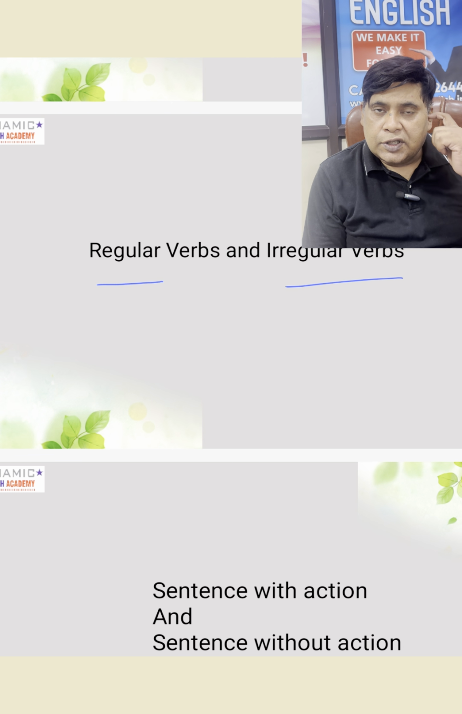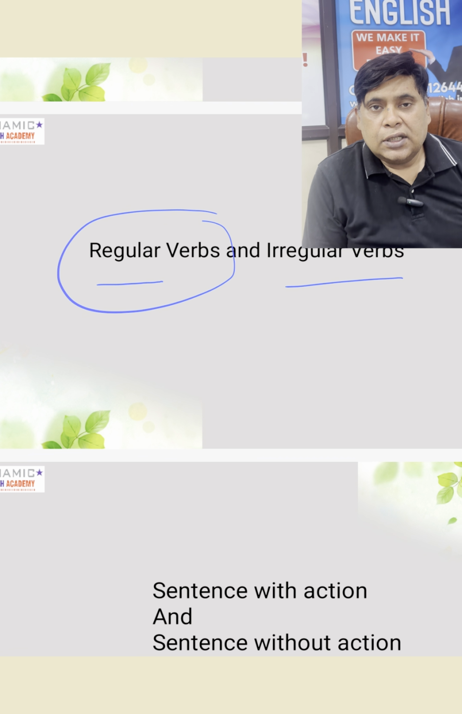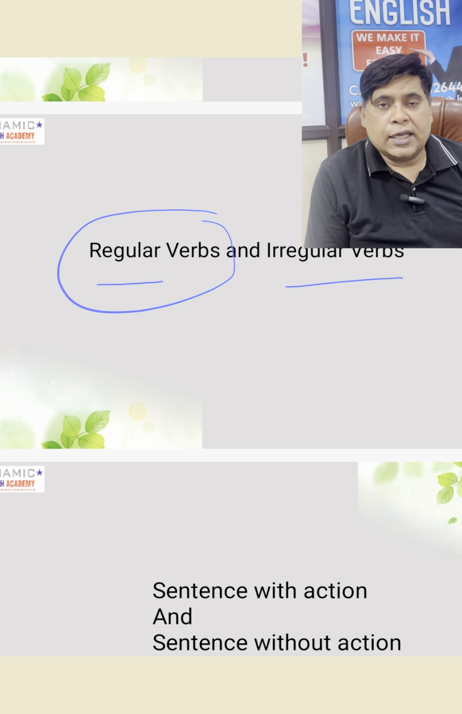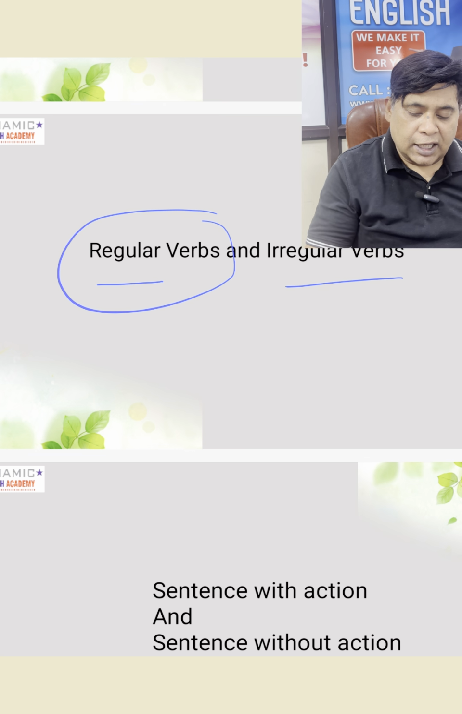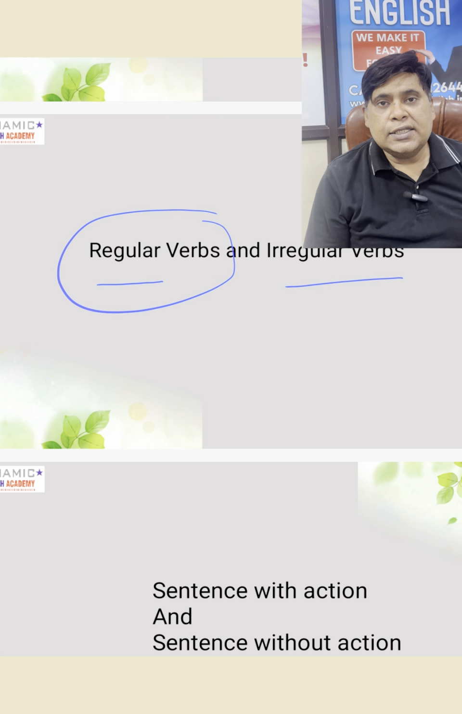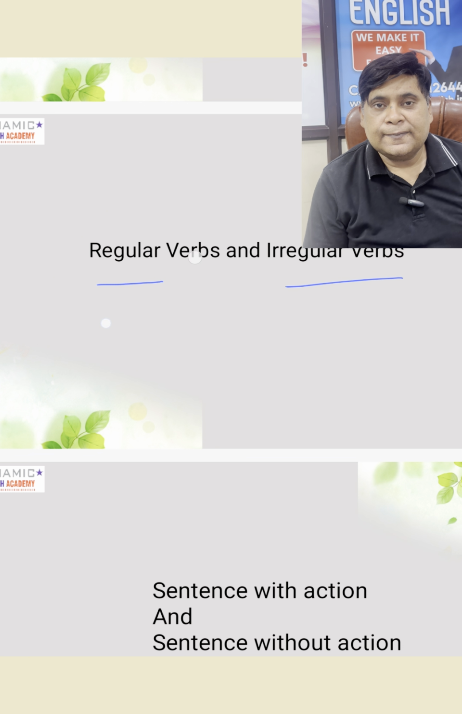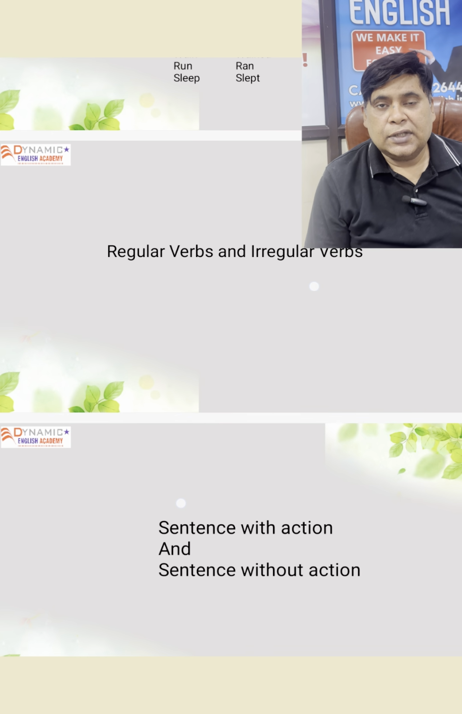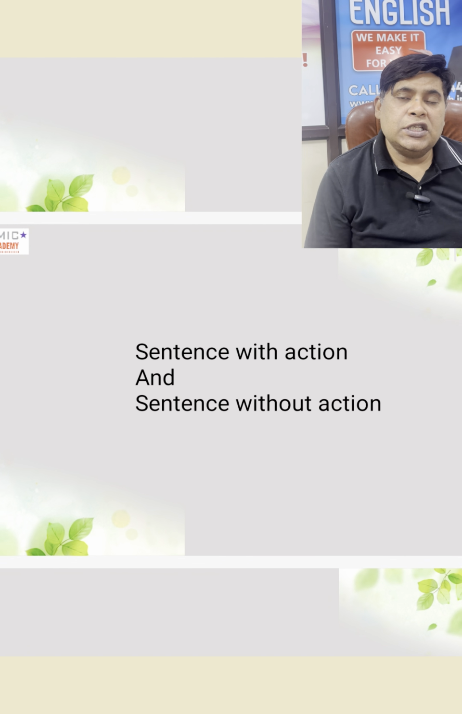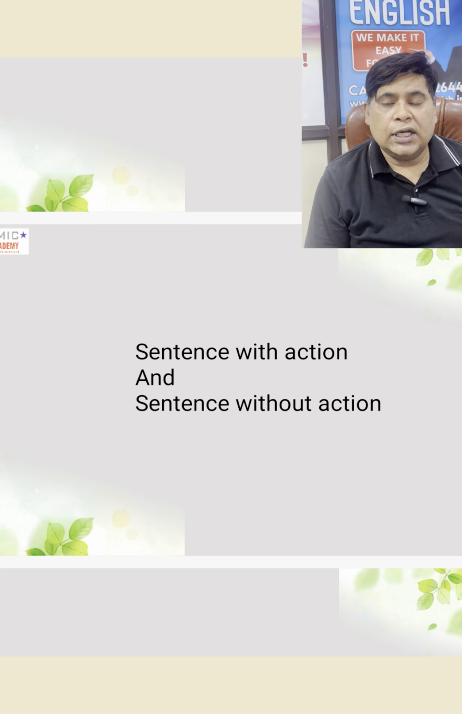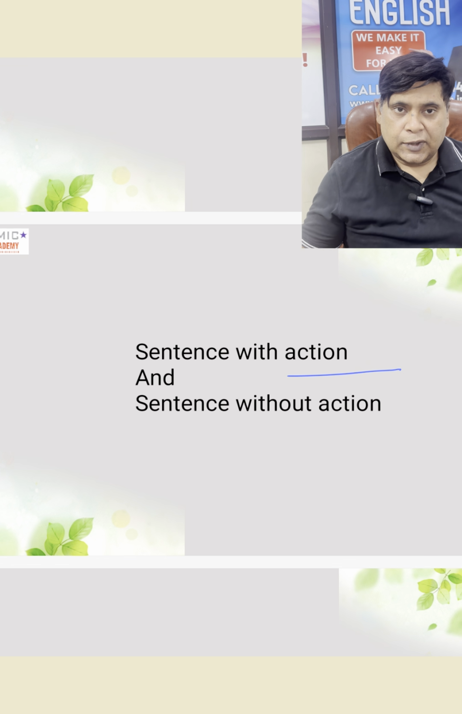Irregular verbs are those verbs for which we don't have a system for making the past form, like run, ran, know, knew, fly, flew. But regular verbs are those verbs where we can easily make the past form, like like, liked, cook, cooked, listen, listened, play, played. It means we just use ed at the end of the word and it becomes the past form of the verb.